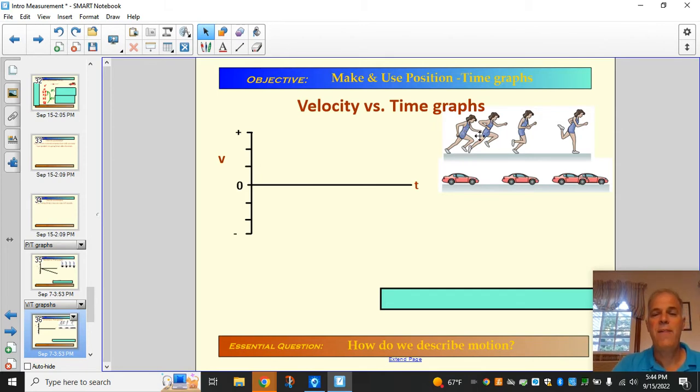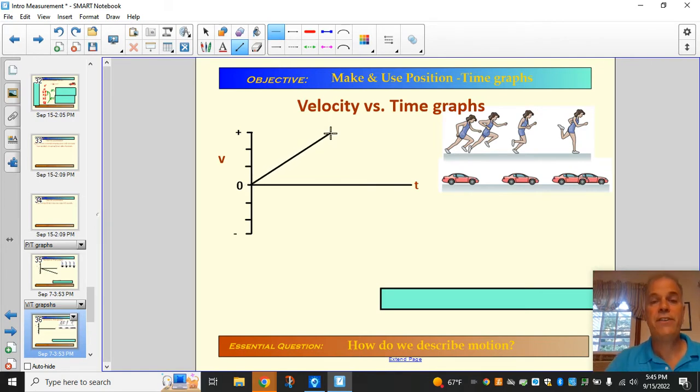So if we just graph her velocity versus time, skip the intermediate step there. Let's do this again. She starts off from the starting line at position 0, time 0, and as she runs along, she's going faster and faster. Her velocity is getting higher and higher. The spots are getting farther and farther apart.